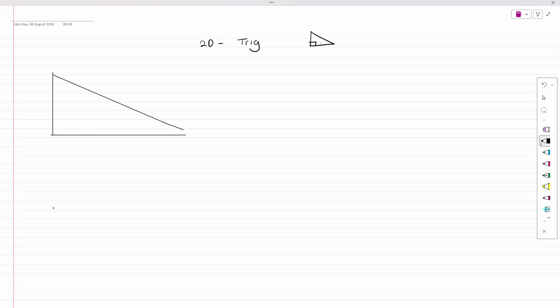My triangle is not very good, but it's fine. You guys, math mark is not very good as well.